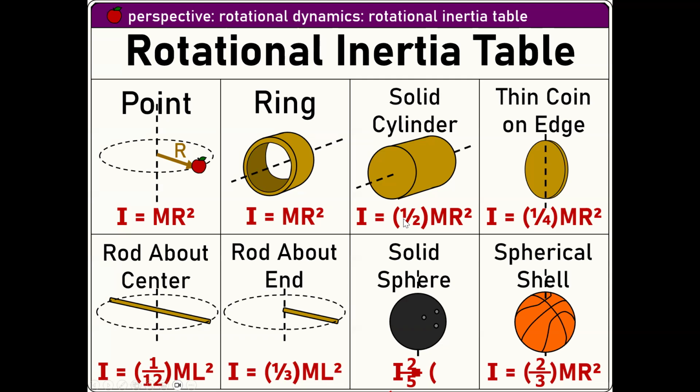Now, you do not have to memorize these. If AP wants you to apply these, then they'll give you this table or some version of this table. But you should understand the concept and be able to apply it if you have these values given to you. A coin spinning on its edge like this works out to 1/4. If you have sticks rotating about the end, it looks like this.